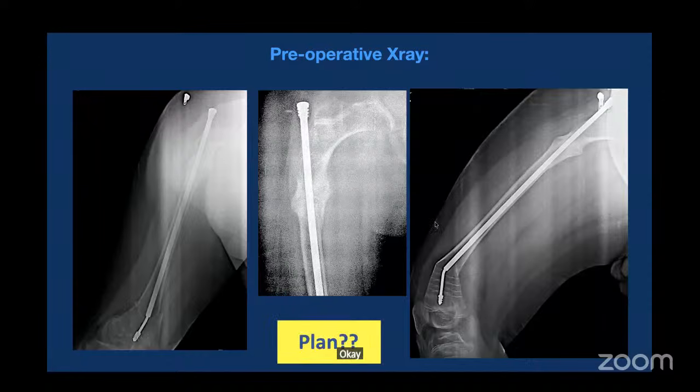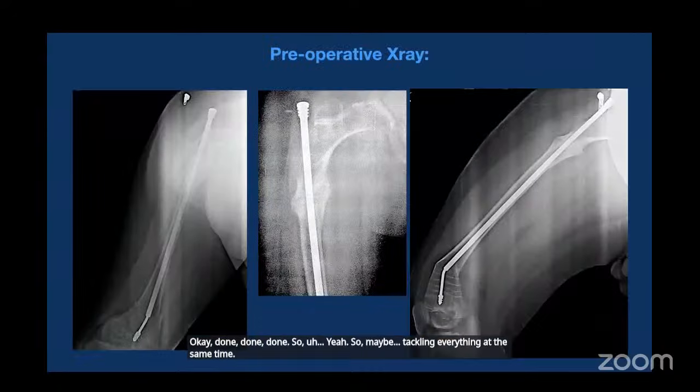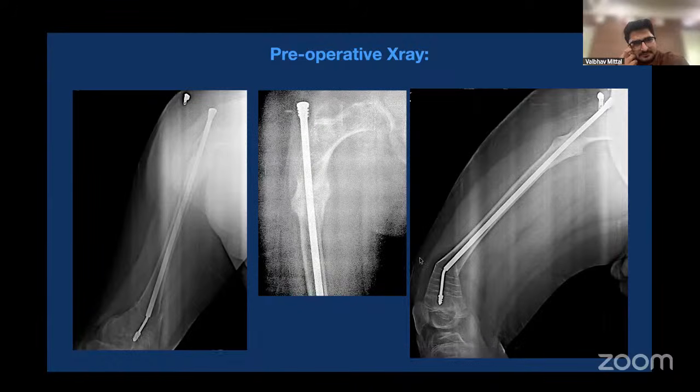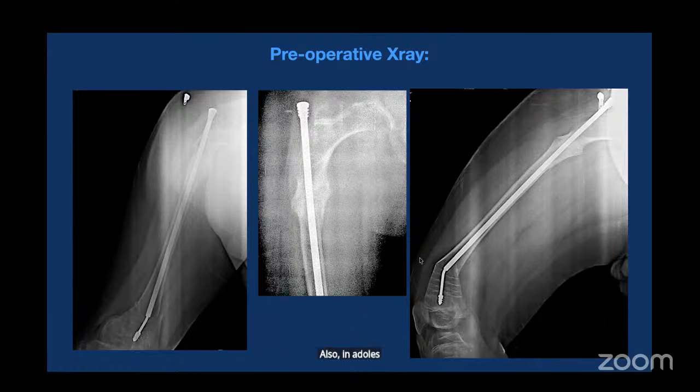So maybe tackling everything at the same time, I would avoid. Maybe I would just allow the distal fragment to heal first. I'll remove this nail. If there is room for an adolescent femur nail, I'll put that. Also, in an adolescent femur nail, you have room to put the neck screws. So if you're tackling the coxa vara, then those screws will be helpful there.